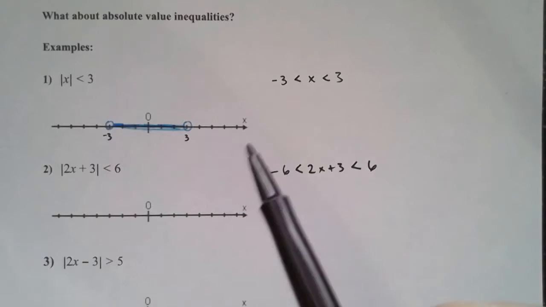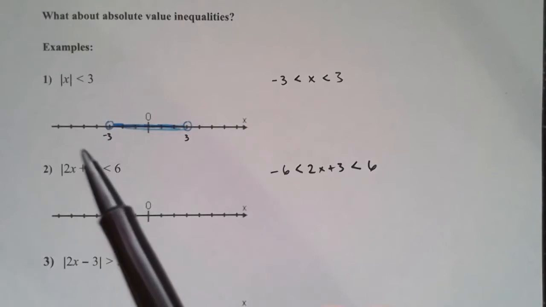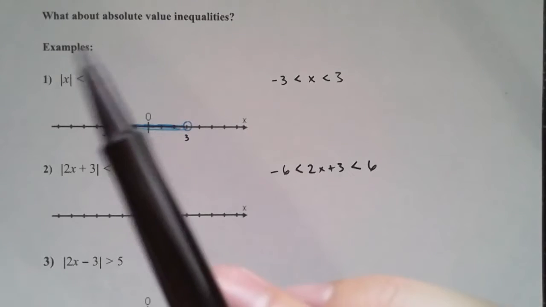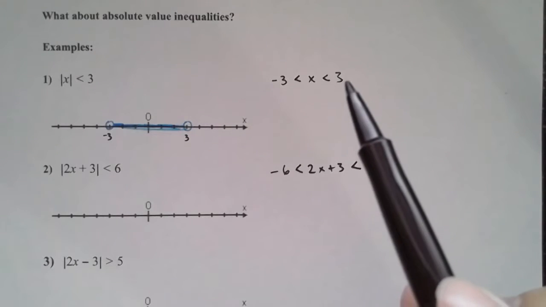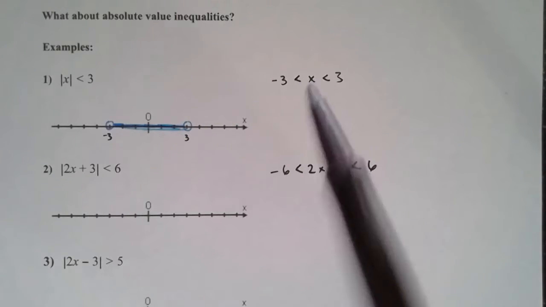The left side becomes the negative of whatever you have here, and then you take whatever's inside the absolute value and you place it in the center. Okay, I did the same thing here. 3, 3, negative 3, negative 3, and then x here.